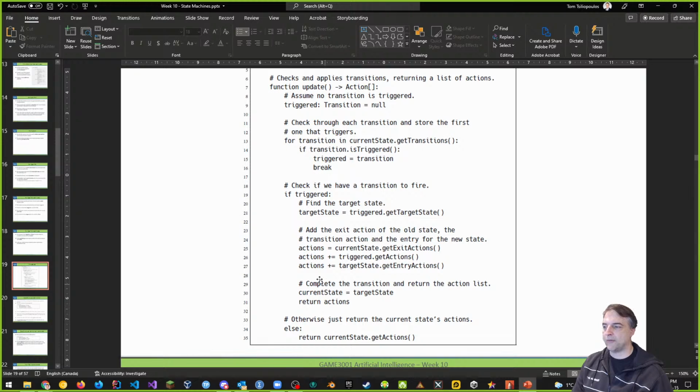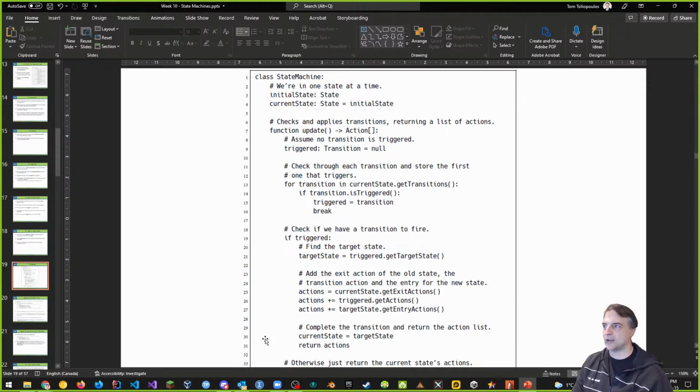And then what we do now is switch the current state to the new target state, whatever that new target state is, okay? Otherwise, if nothing is triggered, just return and get the actions for the current state. Whatever I'm doing right now, keep doing it. That's what the state machine class would look like, okay?